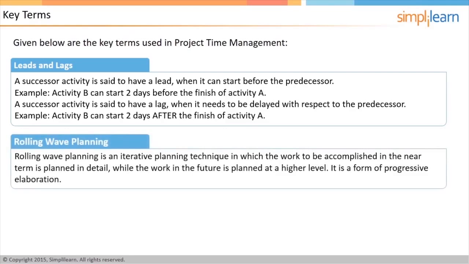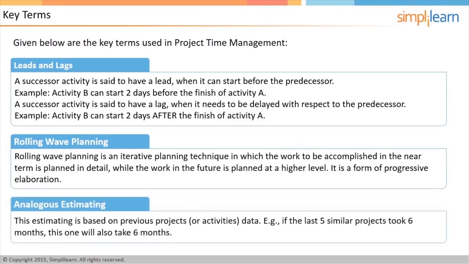Rolling wave planning is an iterative planning technique in which the work to be accomplished in the near term is planned in detail, while the work in the future is planned at a higher level. It is a form of progressive elaboration. In the context of estimating techniques, analogous estimating is based on the previous project data. Therefore, if the last 5 similar projects took 6 months to complete, the next one will also take 6 months. This technique employs expert judgment.